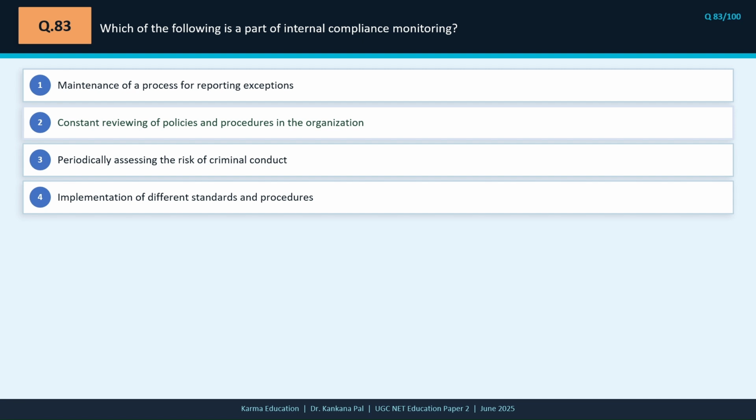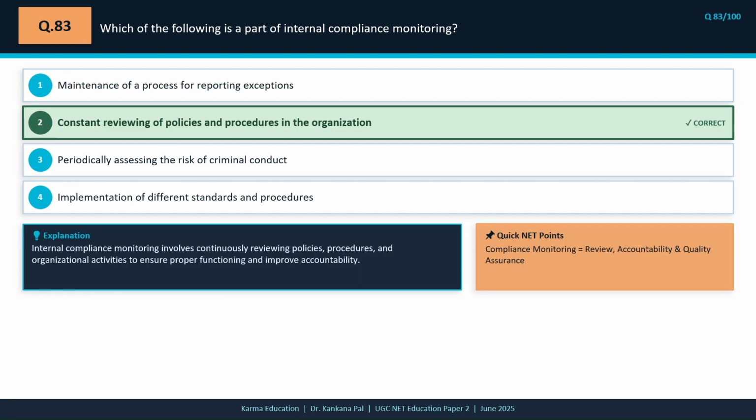Take a moment. The correct answer is option 2, constant reviewing of the policies and procedures in the organization. Well, internal compliance monitoring involves continuously reviewing policies, procedures, and organizational activities to ensure proper functioning. Regular review helps identify weaknesses and improve accountability. A quick net point: compliance monitoring equals review, accountability, and quality assurance.